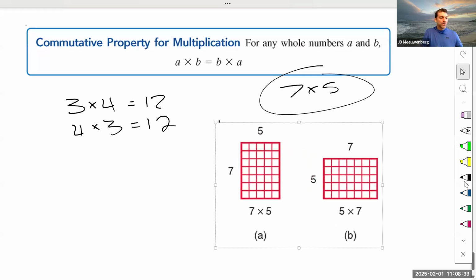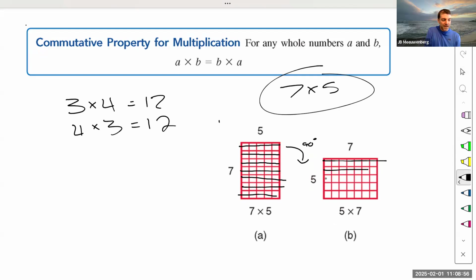Notice how you can arrange it two different ways. You can look at it as this, where you have groups of 5 and you have 7 of them, right? This represents 7 times 5. Or you can flip it around. Just imagine rotating it 90 degrees. And now it's 5 groups of 7. It's still the same number of individual units either way. But showing it like that and demonstrating it using the rectangles can sometimes be helpful.